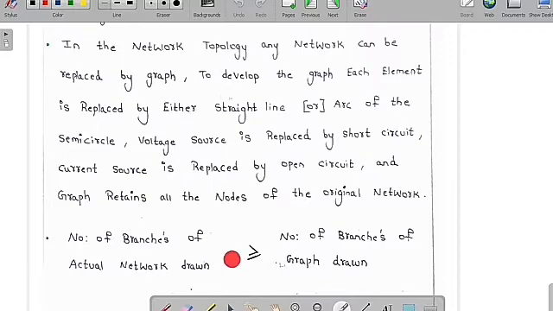What is going to happen is, as we remove the current sources, there may be some branches that are gone. That is the reason we can say the number of branches of the actual network drawn is always greater than or equal to the number of branches of the graph drawn.